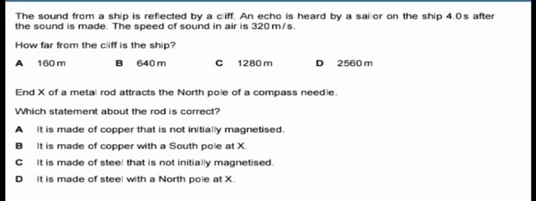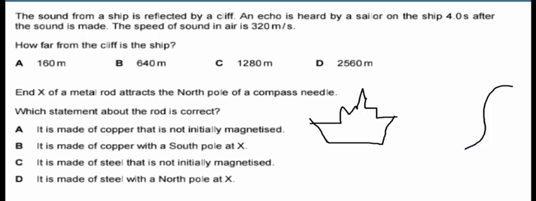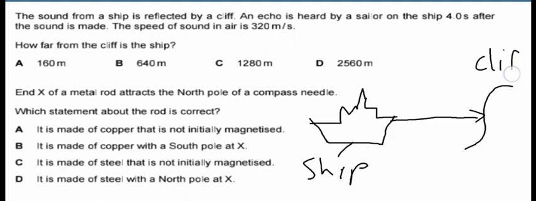properly, suppose we have a ship like this one. This one is not drawn to scale, so I'm just guessing. If this one is the ship, and we have a cliff somewhere here, and this ship sends the sound up to this cliff here, we don't know the distance covered by the sound from the ship. So this one is going to be the ship. Then this one is going to be the cliff.